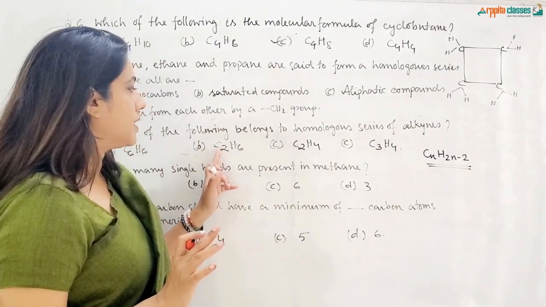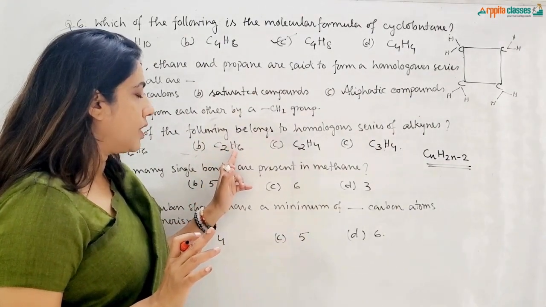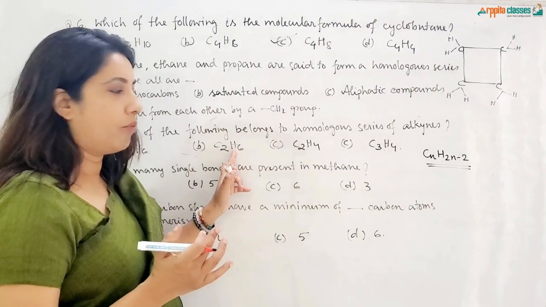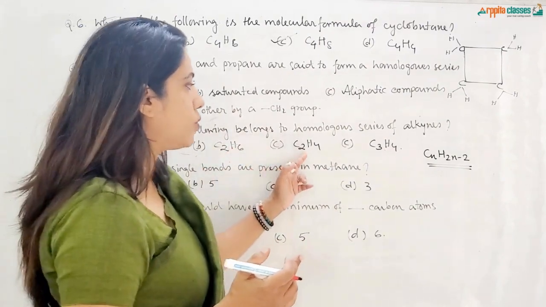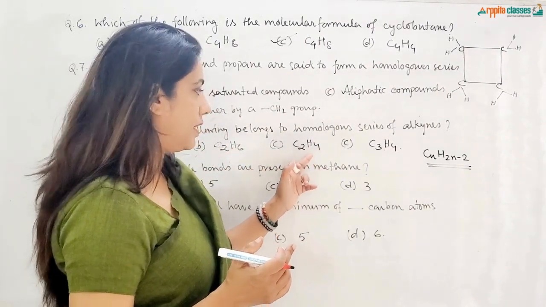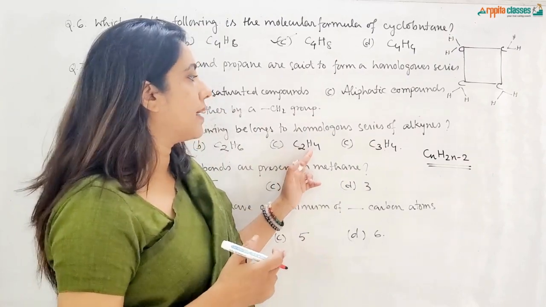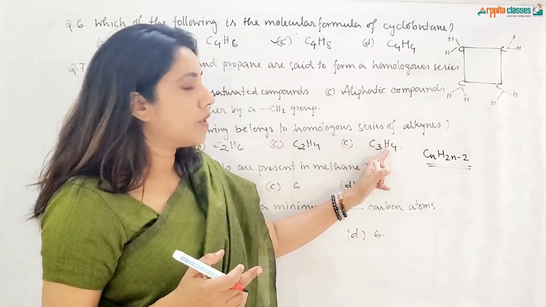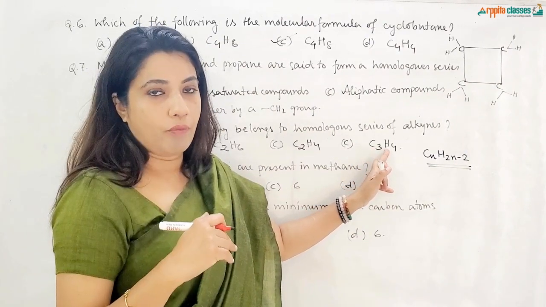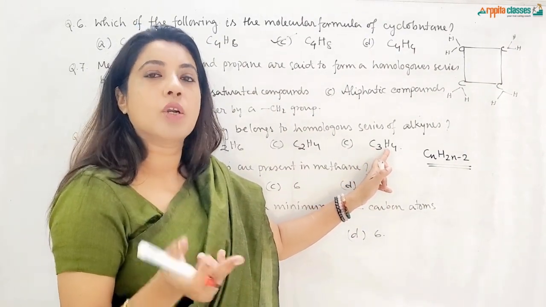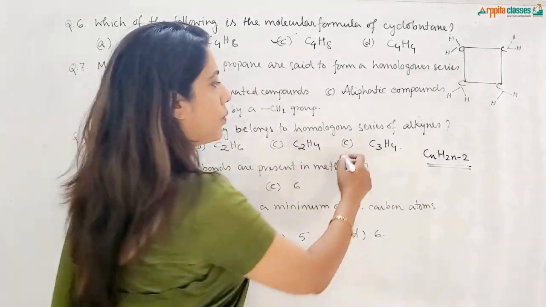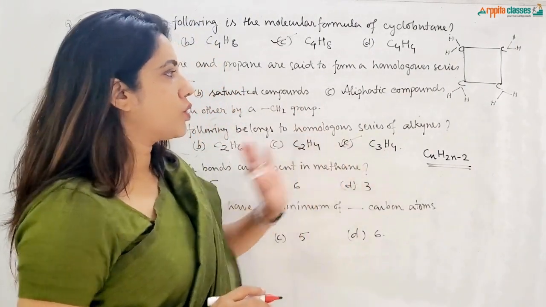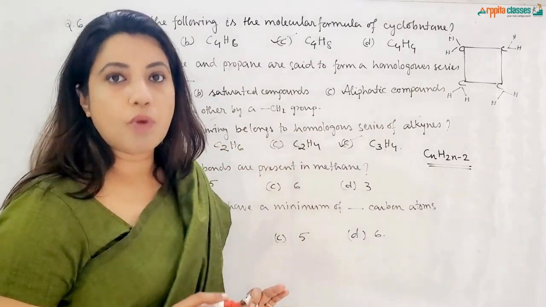C2H6, no, because hydrogen is 2 more than double of carbon, so it is an alkane basically. C2H4, it is just double, so it is not an alkyne, it is an alkene. C3H4. Now carbon is 3, so hydrogen should be 2 less than double of it. The double of 3 is 6, 2 less than that is 4. So C3H4 is the right answer. This should be a member of the homologous series of alkynes.